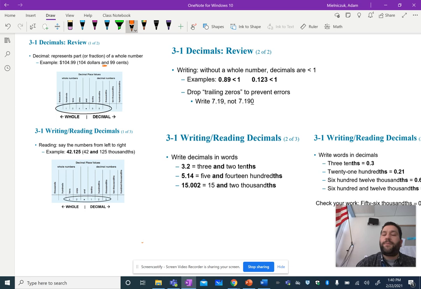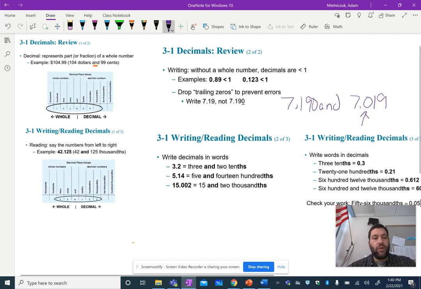And just as a reminder, you always want to drop the trailing zeros to prevent errors. You would write 7.19 as opposed to 7.190, but got to be careful here. Okay, there is a difference between 7.190 and 7.019. Here, that zero matters. You would not get rid of that one.